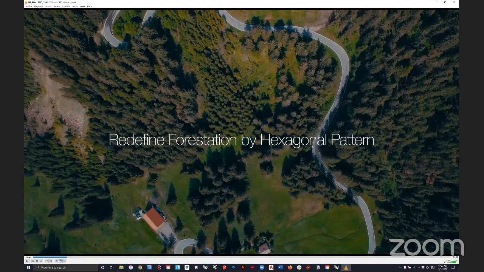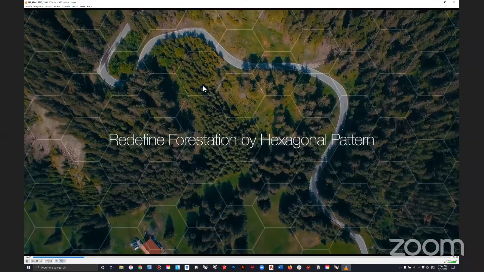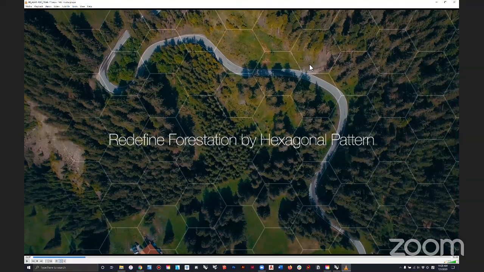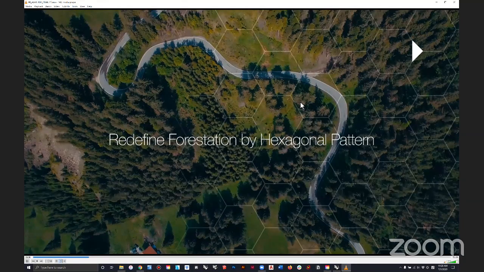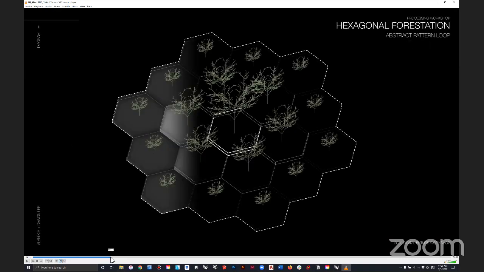First, I made a hexagonal pattern against deforestation and desertification, and I think I can fix the problem with this pattern. So the forests are made with a hexagonal pattern and step by step growing trees. And yes, like this, this diagram.